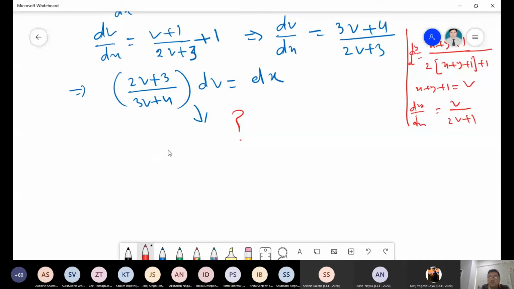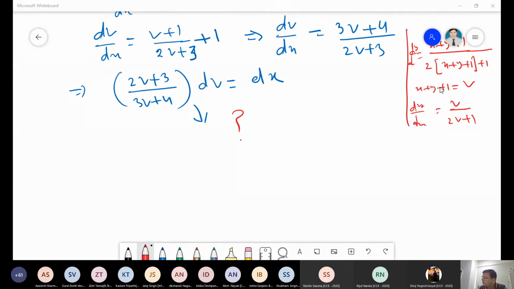Yeah, answer please. Who will give the answer? Anyone who has raised the hand? Okay, Rijul Nanda. Yeah, please tell me the answer. Sir, 2/3v minus 3/9 log of 3v plus 4 is equal to x plus c.